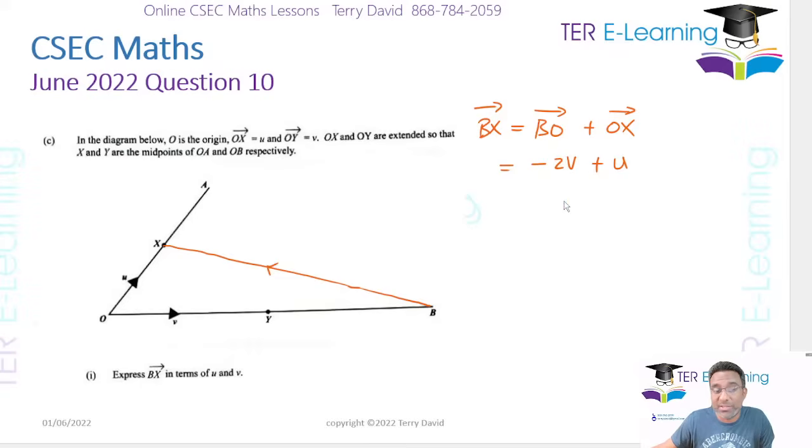That's what it is, minus 2V, because you see they told us that Y is the midpoint. And if here is V, it means here is another V. So therefore, going from OB is going to be 2V. So in the reverse direction, it's going to be minus 2V. That's what it is.